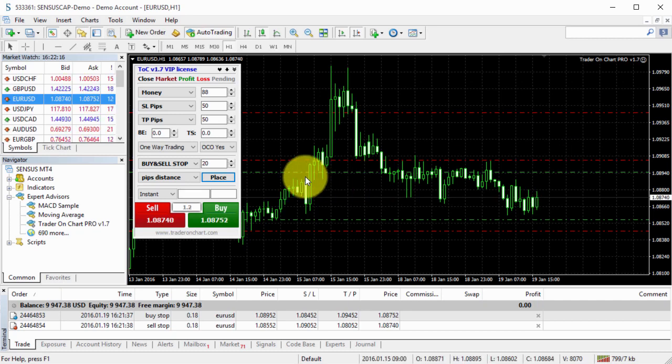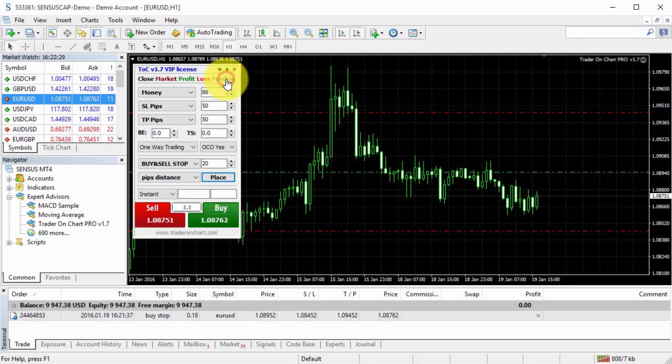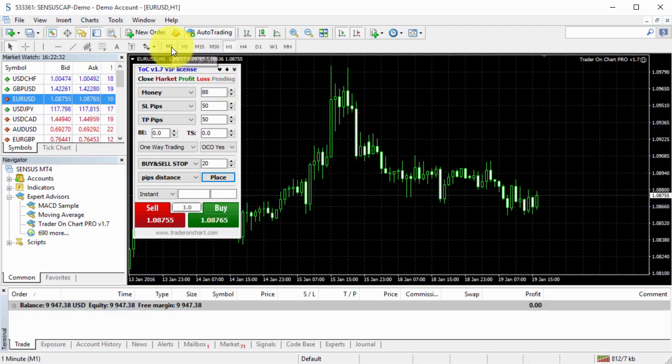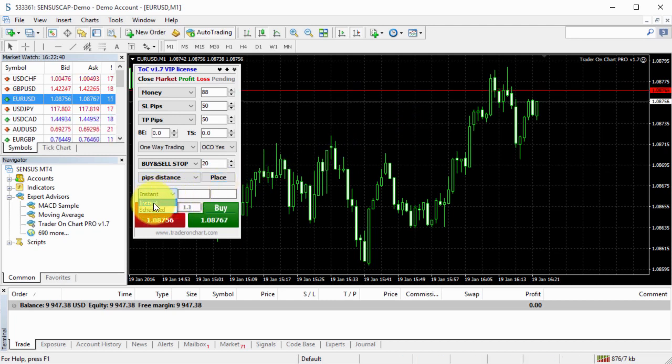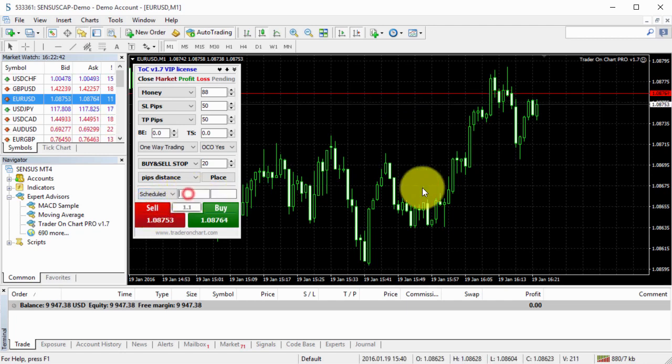On the other side, if you don't have time to wait for that perfect moment, just a few minutes before news release, to place your pending orders, you can schedule the trade. So let's delete these pending orders. I will switch my time frame to 1 minute just to kind of zoom in. And now I will choose that I want to schedule my trade. So now I need to enter the time. It will be 2016, and it should be a broker time according to the market watch clock right here.